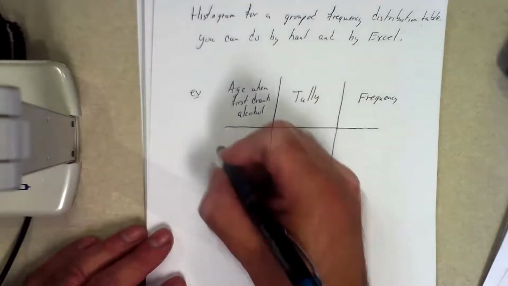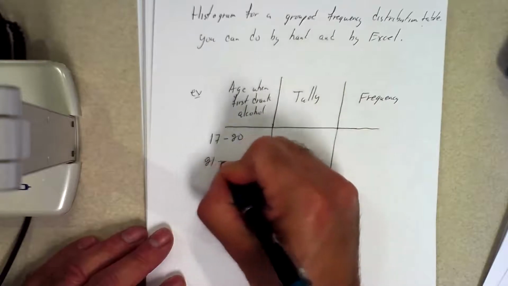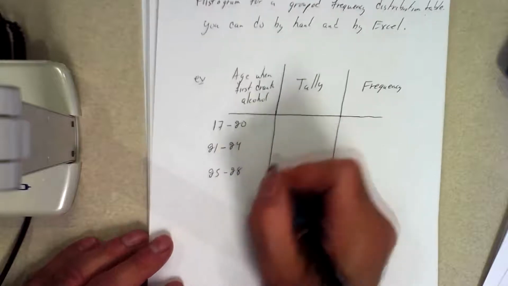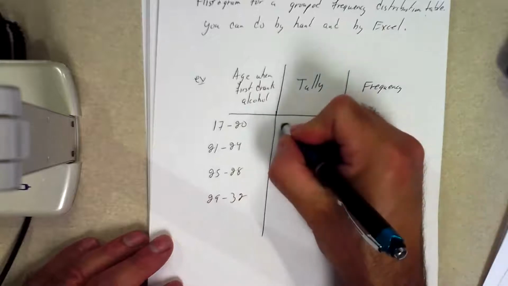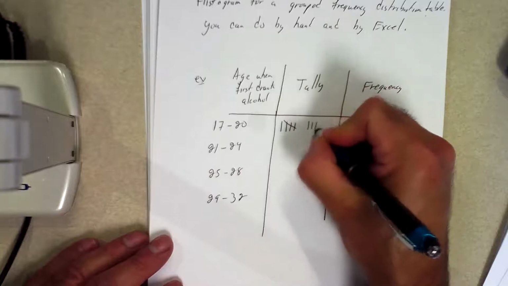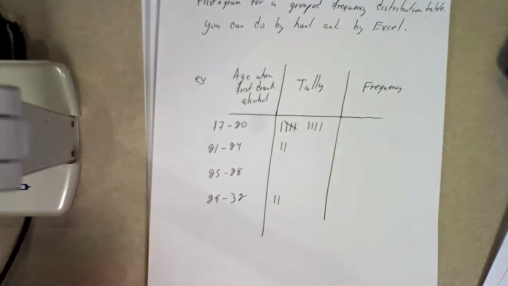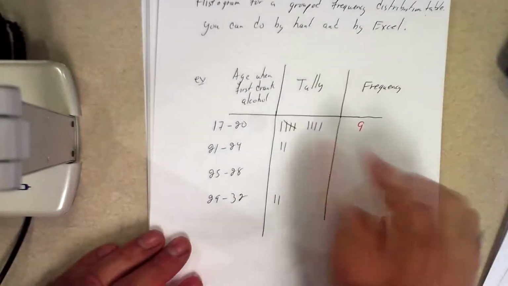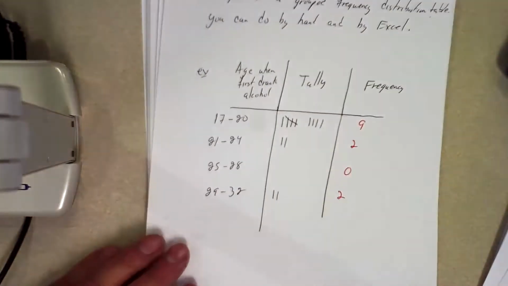Remember, we had our intervals: 17 through 20, 21 through 24, 25 through 28, 29 through 32, and our tallies, 1, 2, 3, 4, 5, 1, 2, 3, 4, 1, 2. This one didn't have anything. And so we had 9, number 6, 9. This one had 2. This one had 0. And this one had 2.